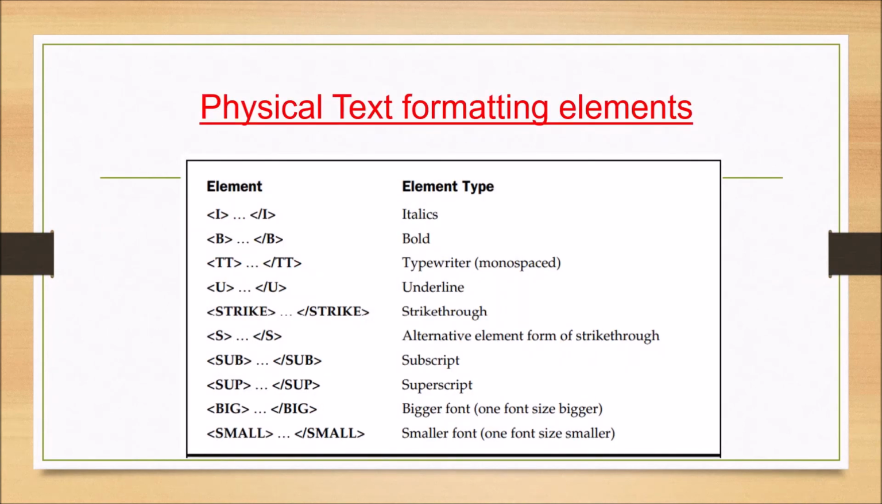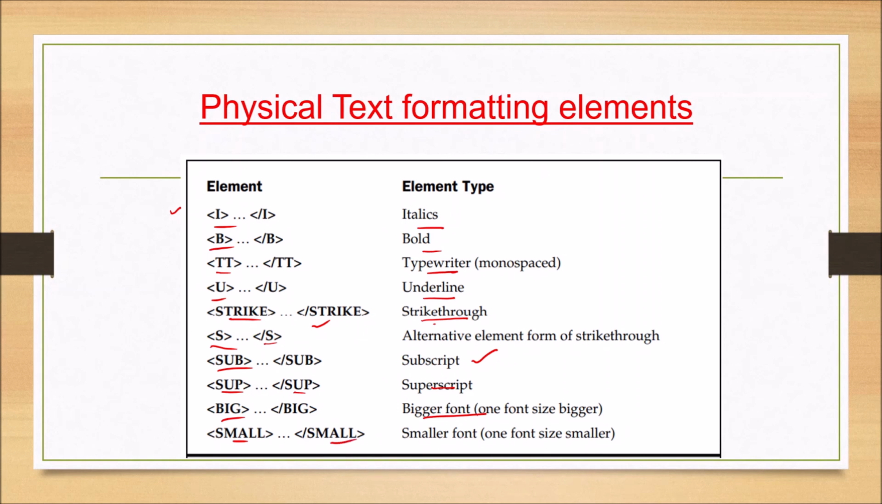So all these are different physical text formatting elements, in which we have I tag for italics, B tag for bold, TT tag for typewriter, U tag for underline, strike tag for strike through, S tag, an alternative element for strike through, sub tag for subscript, sup tag for superscript, big tag for bigger font, and small tag for smaller font.